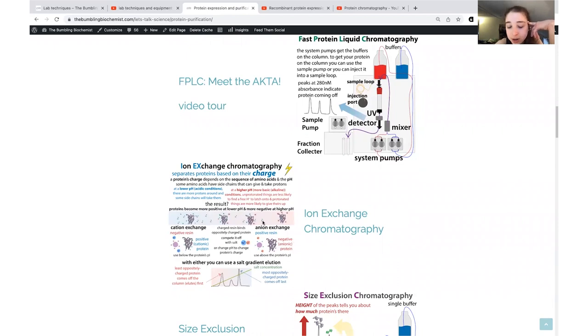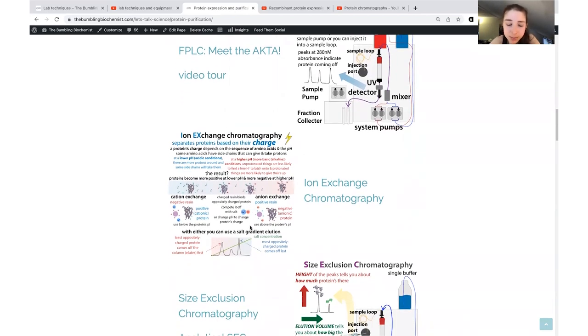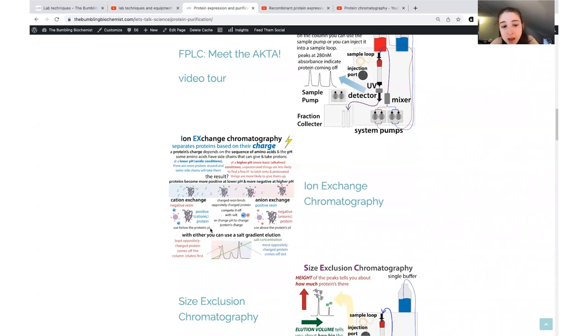So with ion exchange chromatography, you have beads and you're separating based on charge. Proteins have different charges, and you can take advantage of this by using different beads that are either positively or negatively charged. If you have a cation exchange, you use this if your protein is positively charged. You have this negatively charged resin, your protein binds, then you compete it off with salt. Anion exchange is basically the same idea, but opposite.